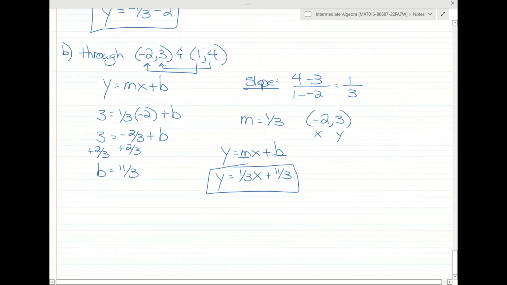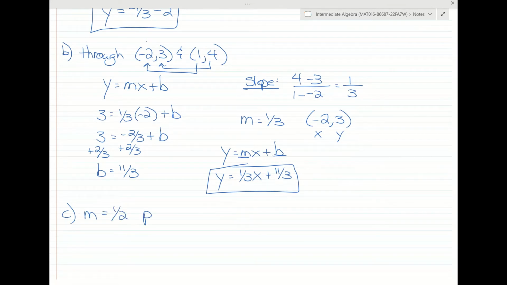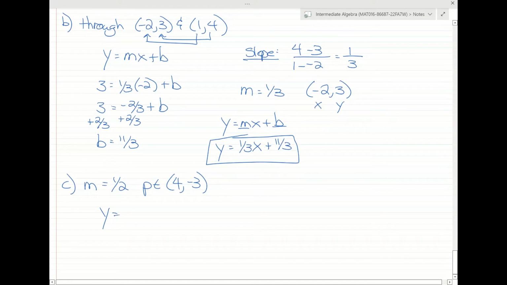And let's try this. What if we had a slope of 1/2, and I told you the point, which was 4, -3? Can you try to do the same thing we just did before? We have a point, we have a slope, we just don't have the y-intercept. See if you could figure out y is equal to mx plus b.